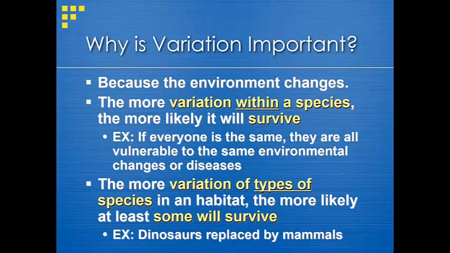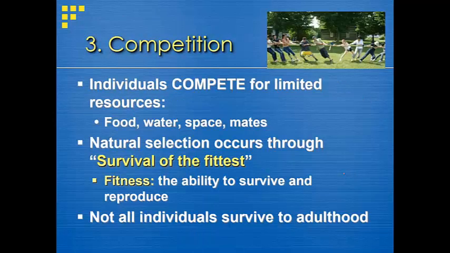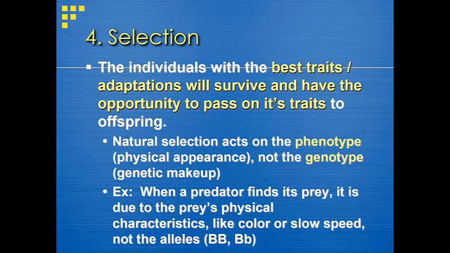So why are variations important? As we said, the more variations within the species, the more likely it will survive. If there is any disease, all of us will die, but if there are variations, we can survive. Now the third step, as we said, is competition. Individuals will compete over food, water, space, mates, and so on. The ones that fit with nature are the ones that can survive, and the selection takes place.